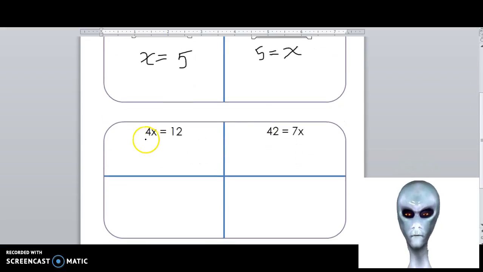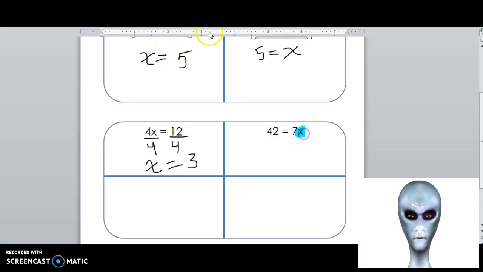Let's look at two more examples. 4 times some number x is equal to 12. The inverse operation of multiplication is division. So x is equal to 12 divided by 4, which is 3. Now in this equation here, my variable is on the other side. You always want to divide by the number that's being multiplied by the variable. So in this case, it's 7.